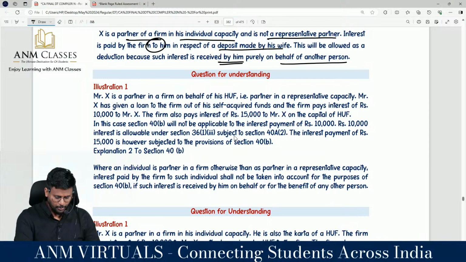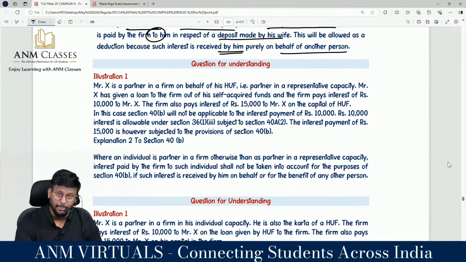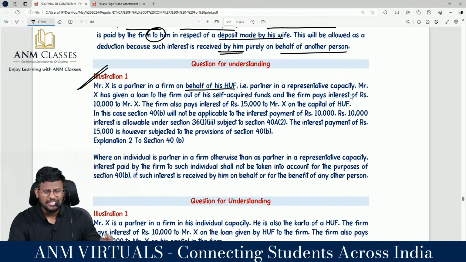I am doing one more question, two more questions for your better understanding. Mr. X is a partner in a firm on behalf of his HUF. So, is this partner as individual capacity or partner as representation capacity? Partner in a representation capacity.